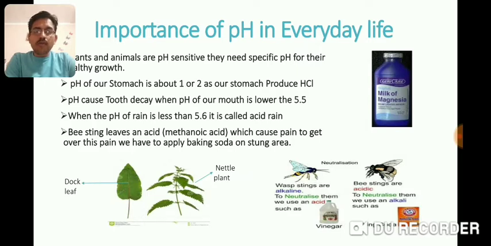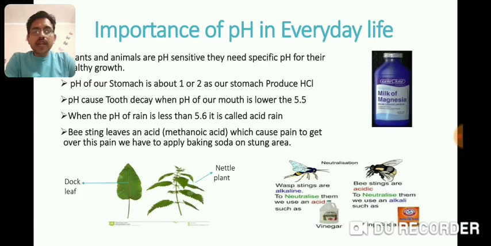Another plant, dock plant: the leaf of dock plant can be rubbed on the stung area and you will get relief. Similarly, in case of bee sting, we can apply soap on the stung area to get relief, because bee sting injects formic acid and soap is alkaline or basic in nature, which gives us relief.